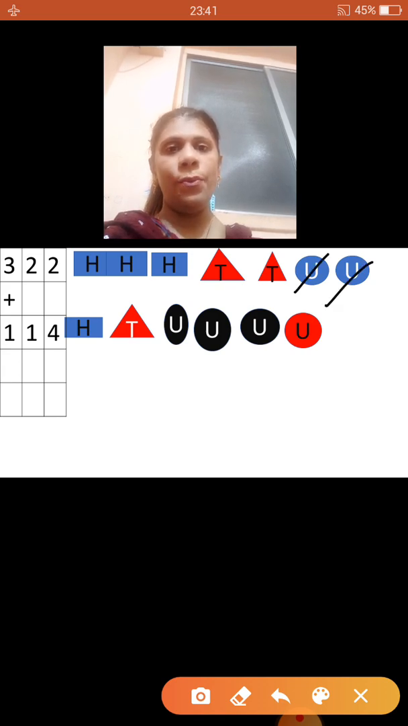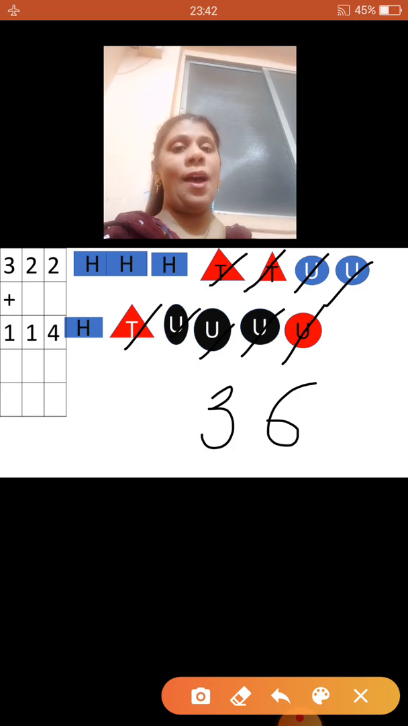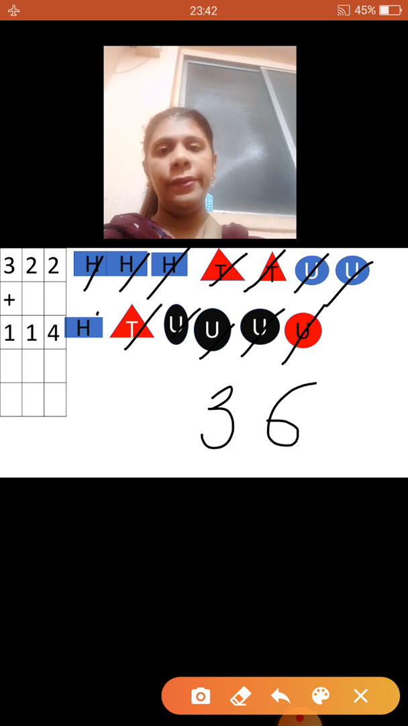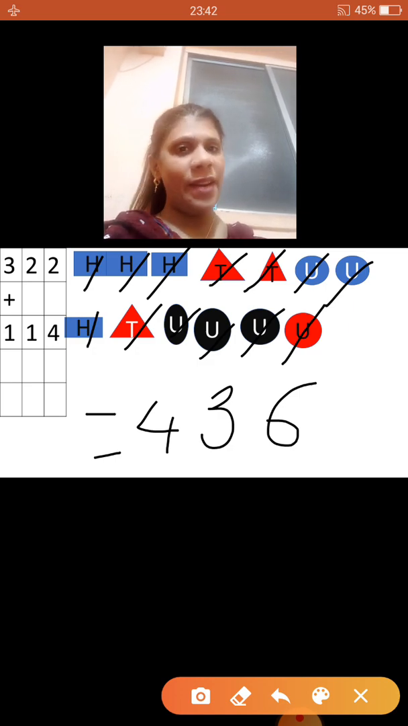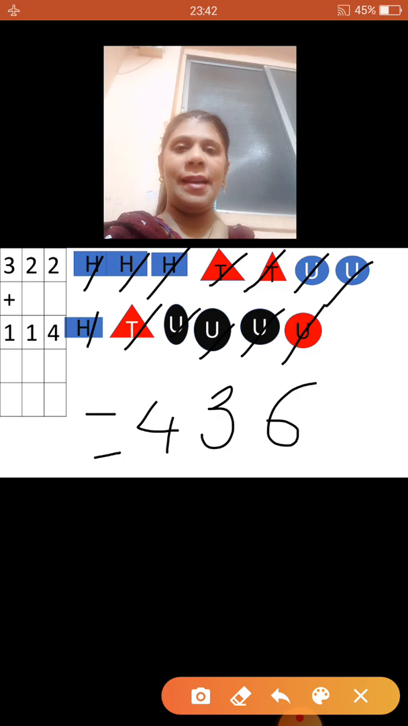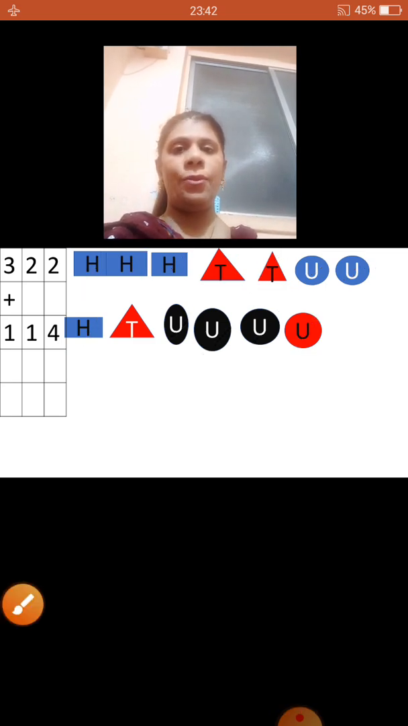Now let us count the units first. 1, 2, 3, 4, 5, 6. Okay. How many tens? 1, 2, 3. So 3. How many hundreds? 1, 2, 3, 4. So 4. If we add 322 plus 114, then also we get the answer 436. Okay.